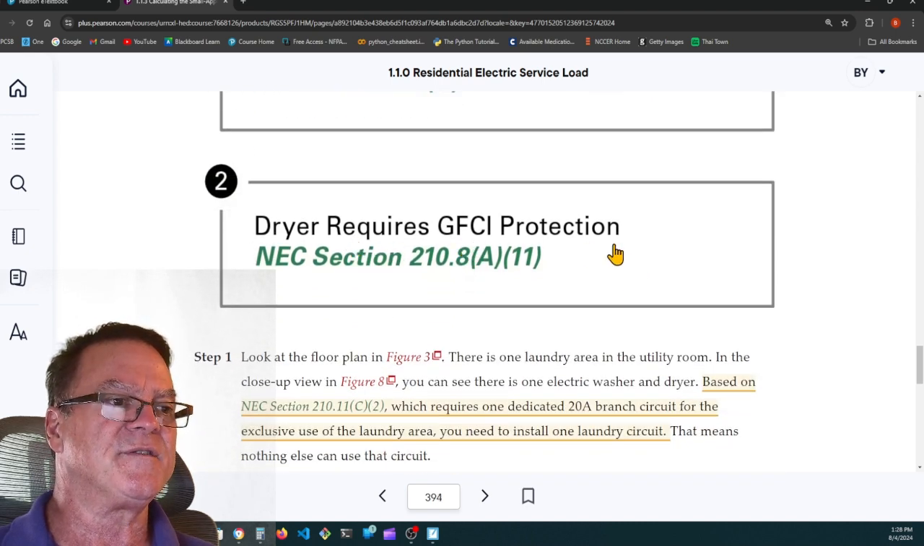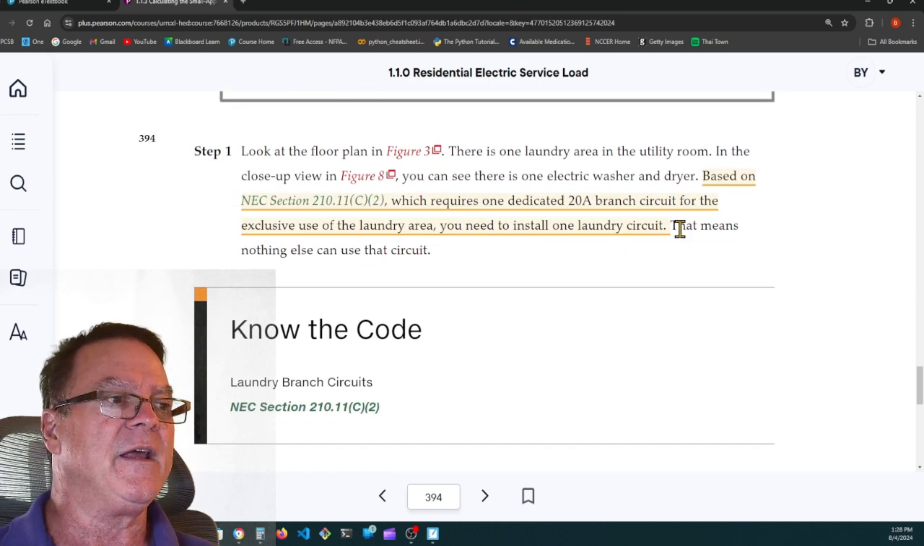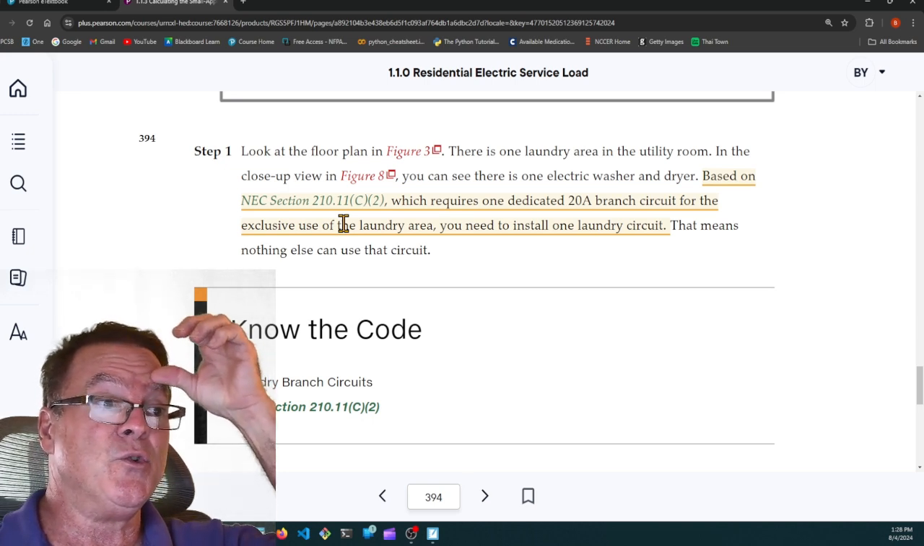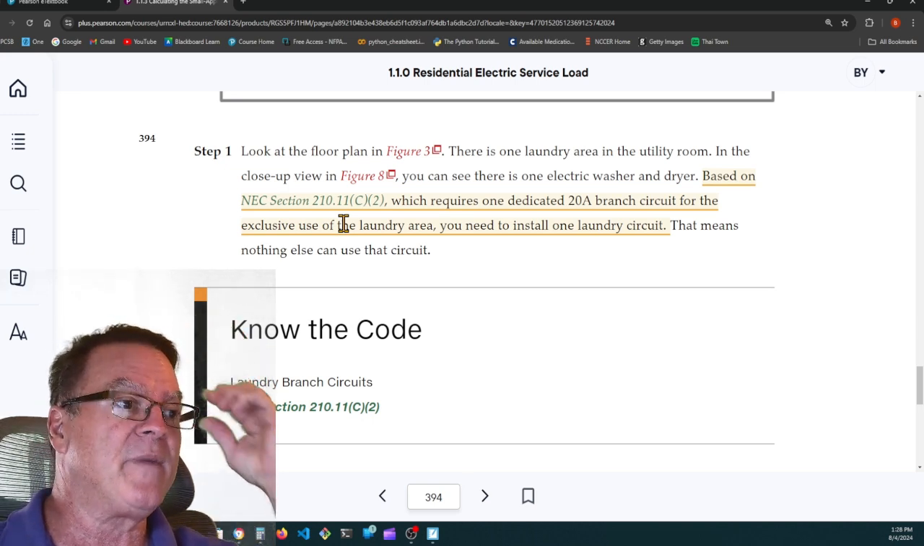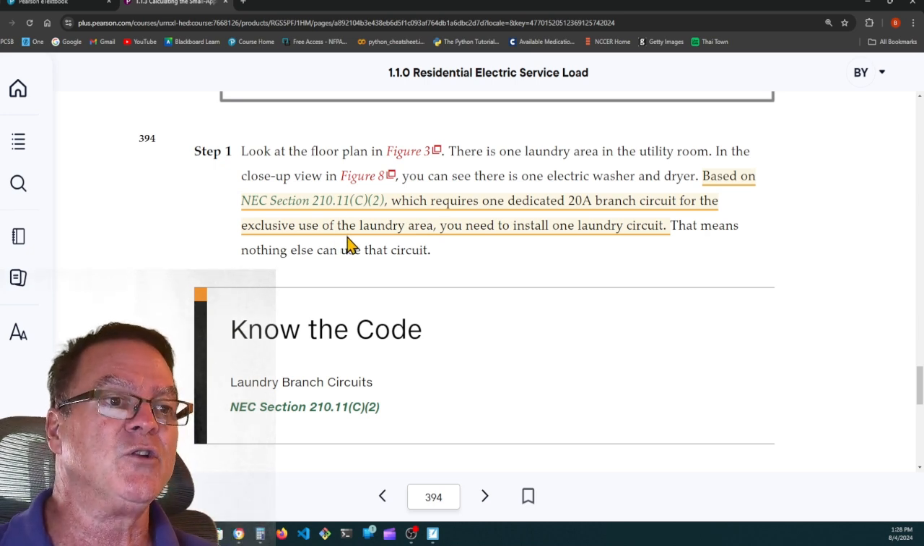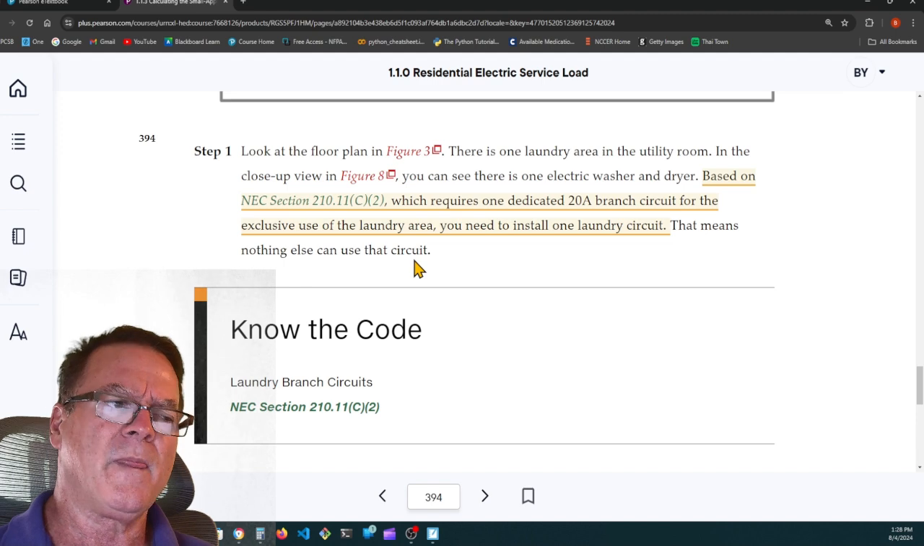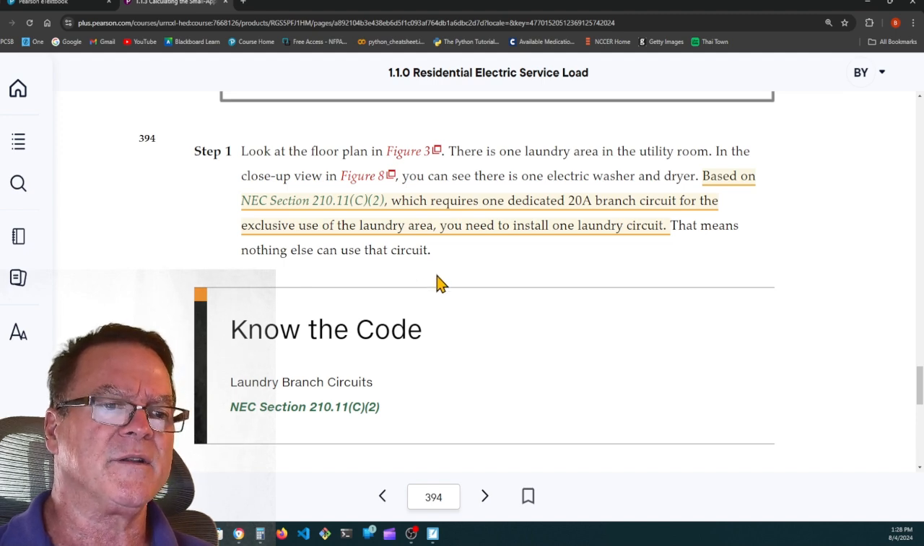Dryer requires GFCI protection, NEC section 210.8A11. Here's a highlight. It says, based on NEC section 210.11C2, which requires one dedicated 20 amp branch circuit for the exclusive use of the laundry area, you need to install one laundry circuit. That means nothing else can use that circuit. That's kind of what I thought too.